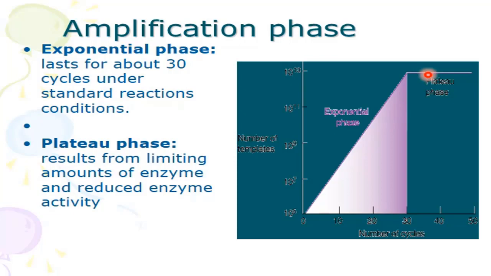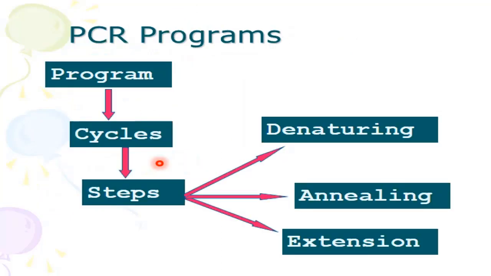The nitrogen bases will be reduced in number, not enough for another cycle. In addition to that, the Taq polymerase enzyme will be reduced in activity. Okay, thus I will reach here the plateau phase. Exponential phase and plateau phase, these are the two amplification phases of PCR.